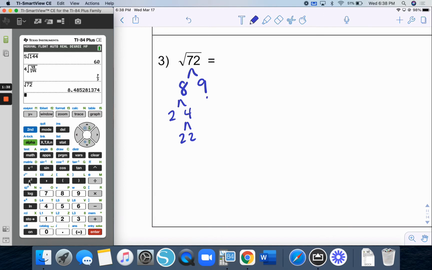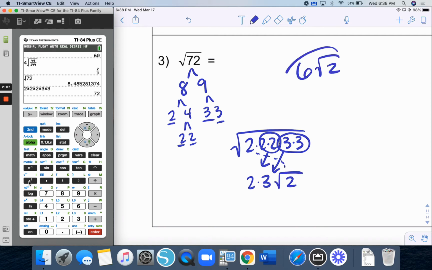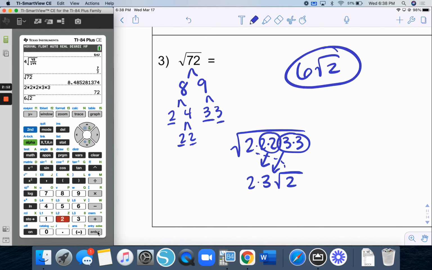Now remember, you can always break these up into different things. It doesn't matter what you start with. You don't have to start with 8 and 9 as long as you only write down the leaves that are left. So we have 2, 2, 2, 3, and 3. Always double check. And I get back to 72. Any groups of 2 I can take out, so I can take out a 2 and a 3, and then this little guy, this 2, will stay on the inside, and then outsides can hang with outsides, so 2 and 3 make 6 square roots of 2, and when we double check that, we end up with the same decimals.